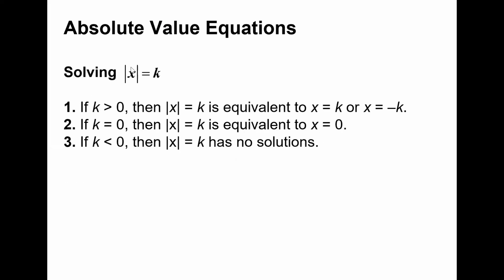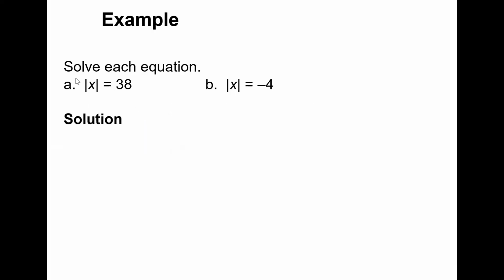Well, we say the absolute value of x is equal to k. If k is greater than 0, then absolute value of x equals k is equivalent to x equals either k or negative k. If k is equal to 0, then absolute value of x equals k is equivalent to x equals 0. And if k is less than 0, so absolute value of x equals negative 5, for instance, then absolute value of x equals k has no solutions. Those are the three possibilities here.